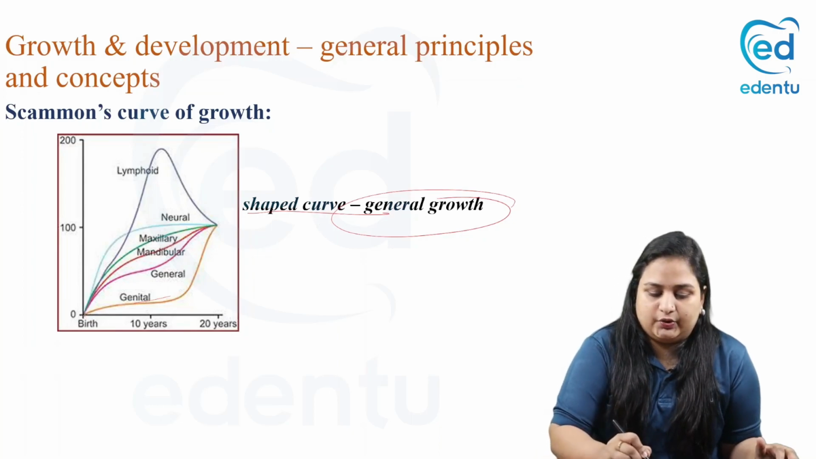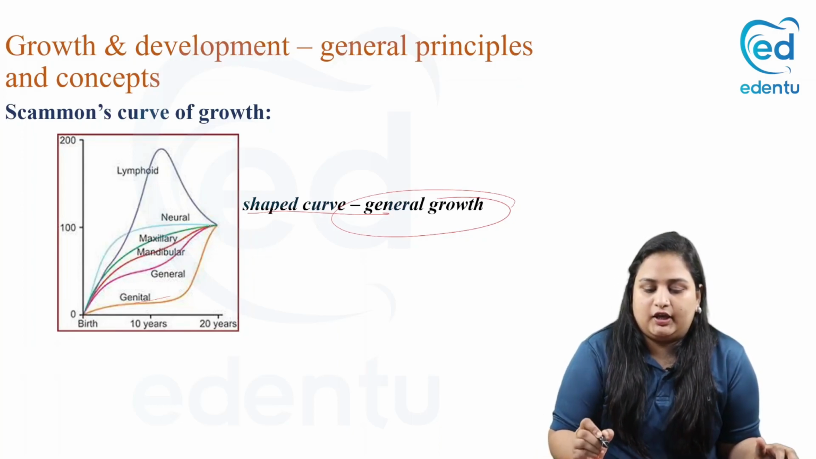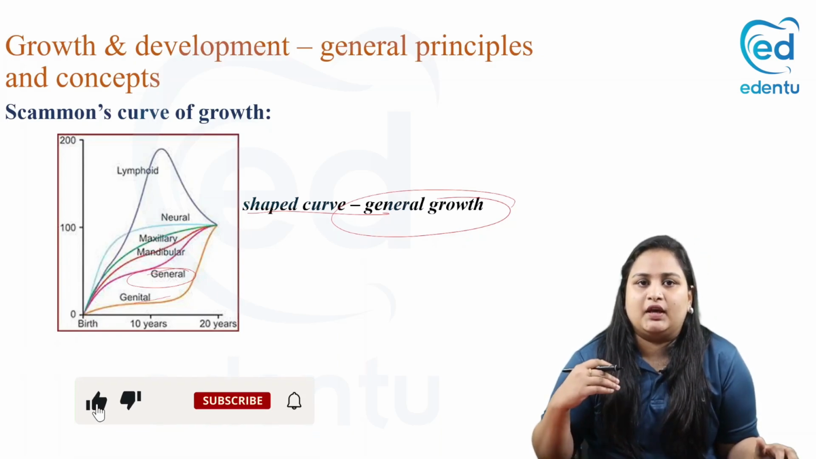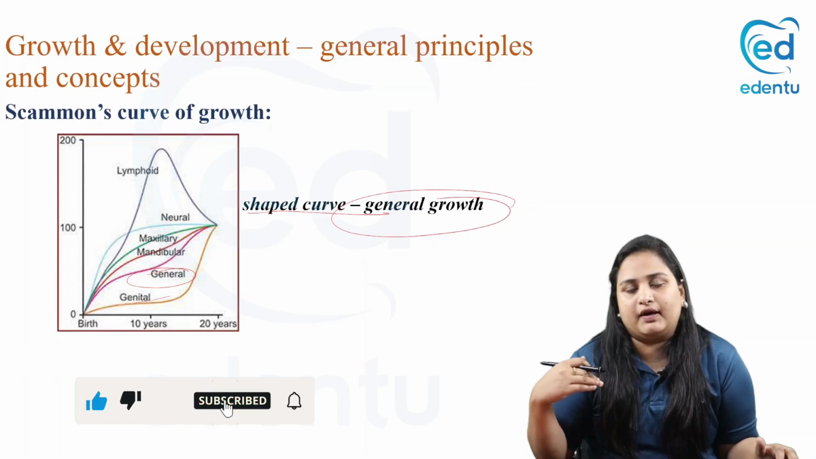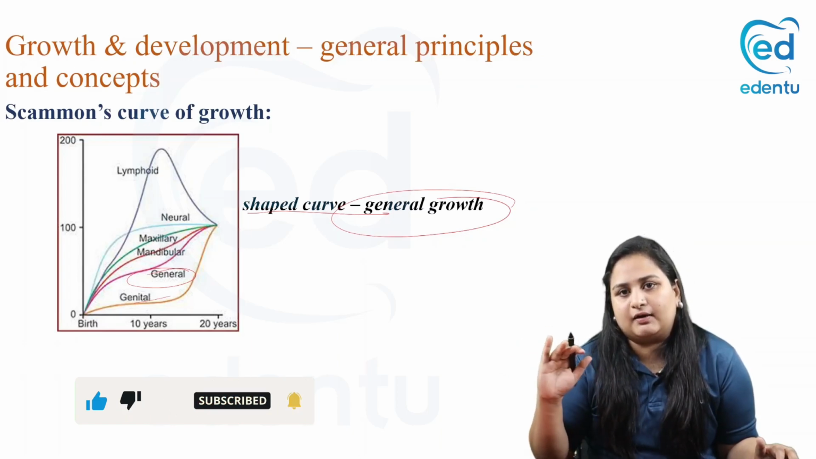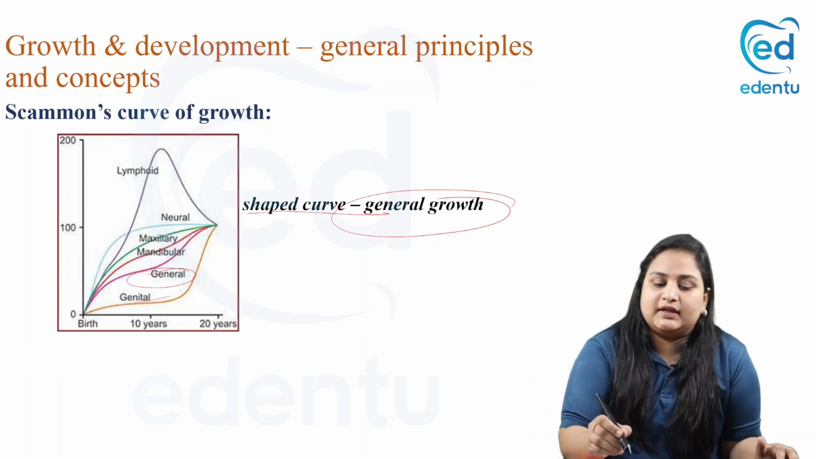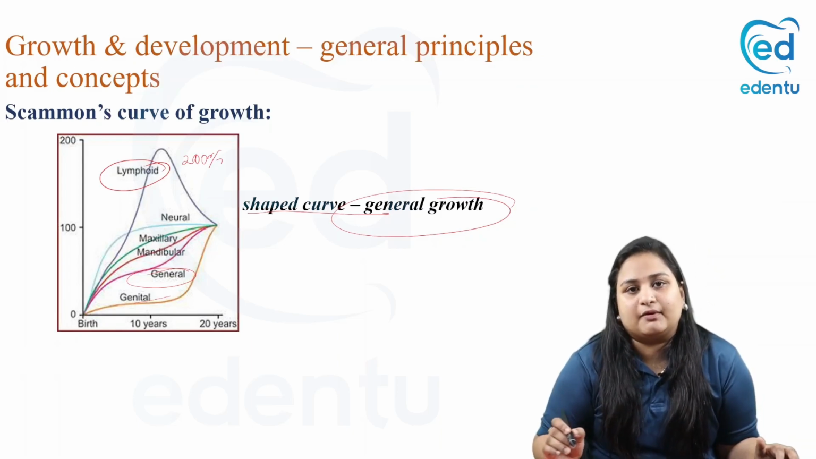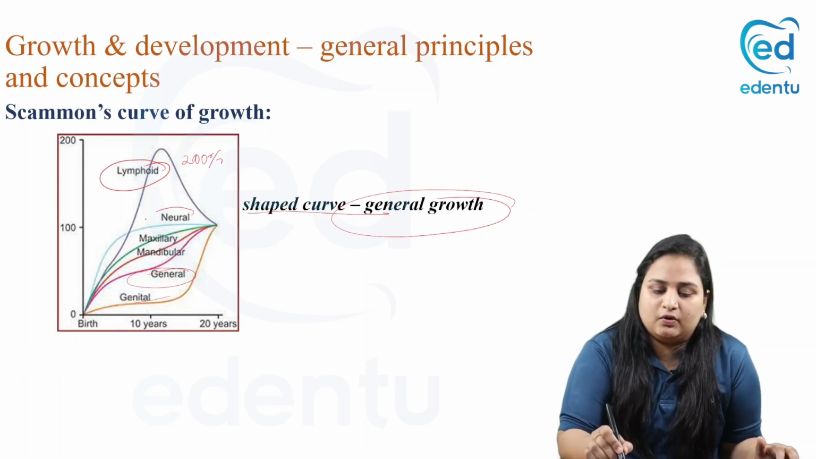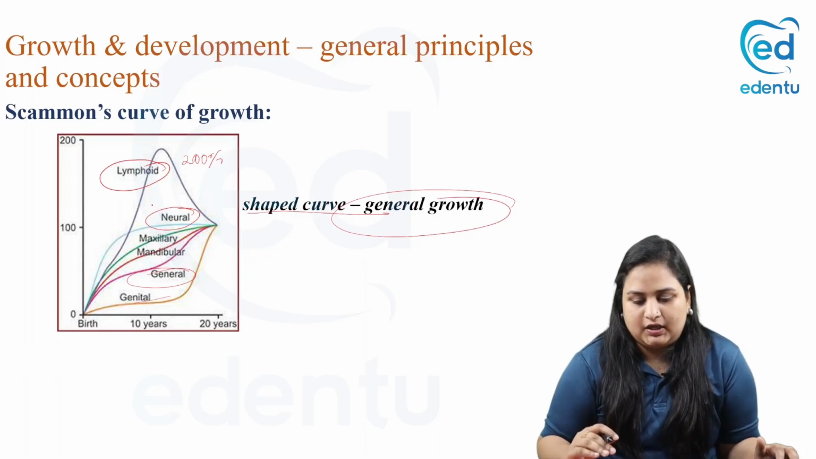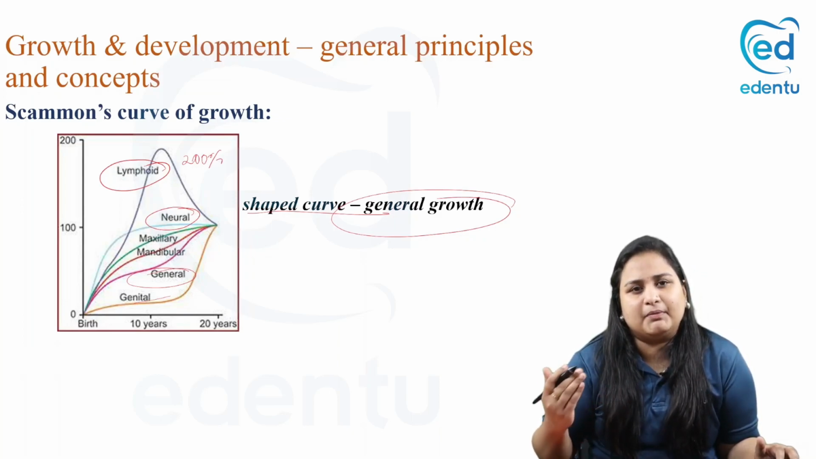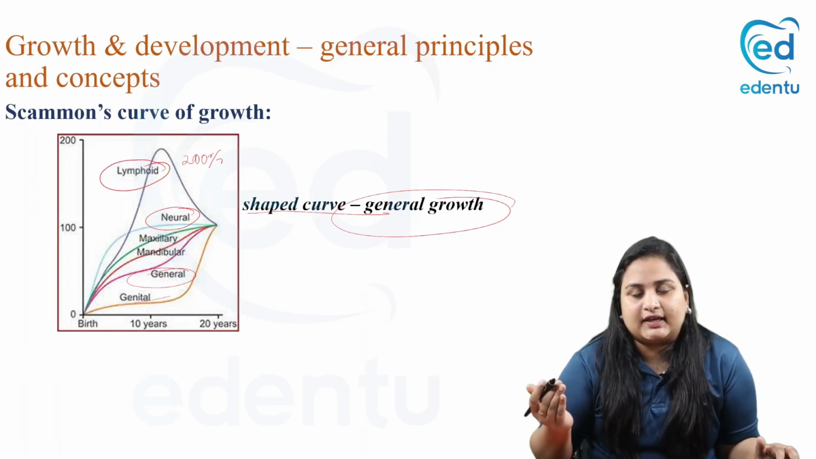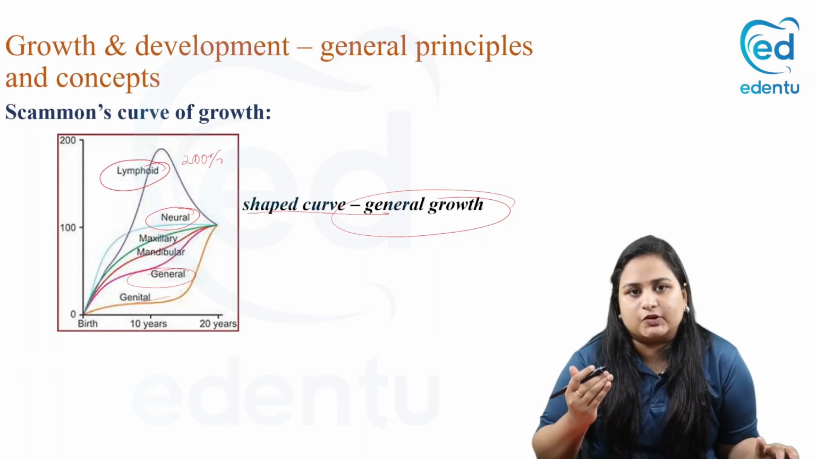You can trace the curve around here, in which the general growth of that particular individual tends to have an S shape. That means it has various spurts, and later it comes into a saturated part. Whereas the lymphoid tissue attains a 200% growth phase completed by the time you reach adulthood. The neural also has a steady developmental phase. The maxilla and mandible generally mimic the general growth of the individual. So these curves give us an insight into how the normal development of an individual takes place.